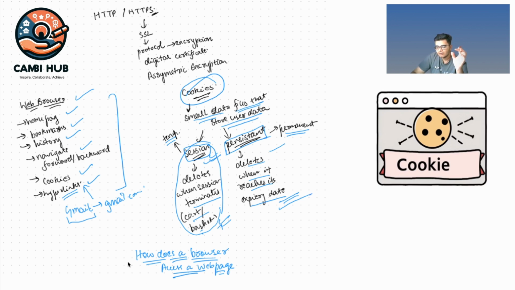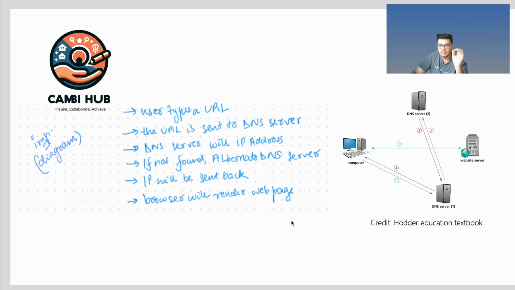Let's understand how a web browser accesses the web page. We just understood how a web browser sees the SSL certificate. Now let's understand how the web browser accesses the web page. I've taken the image from your book, from the Hodder Education book. I don't know if you use the Cambridge book or the Hodder book, but both of them have decent diagrams. However, the Hodder one is more detailed, so that's why I've taken the diagram from there.